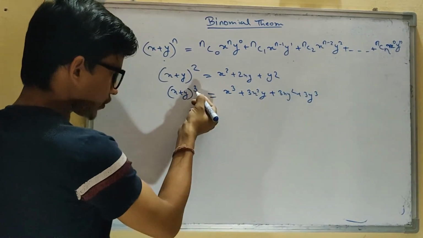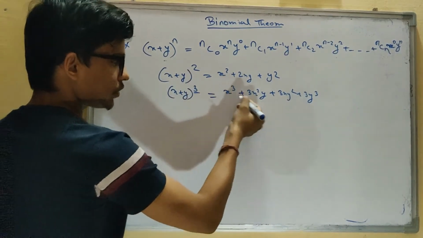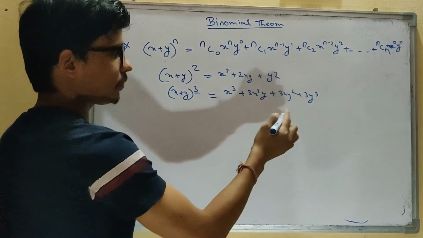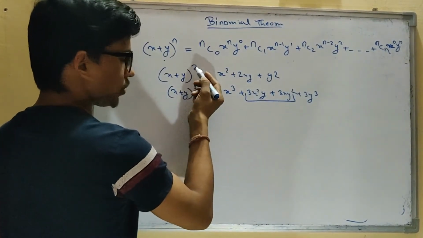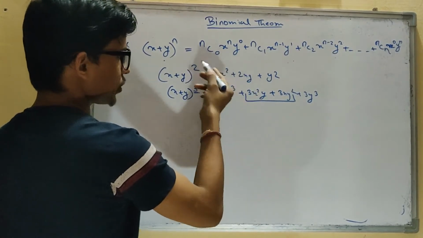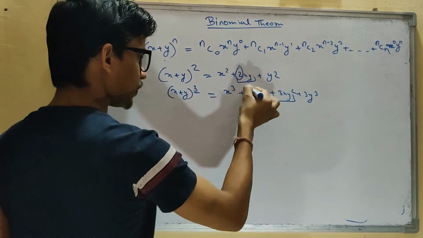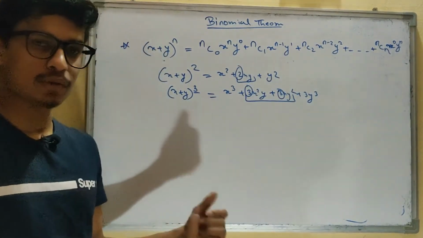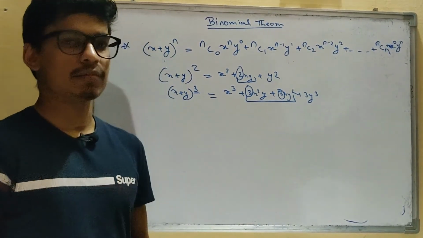With the power 3, the total number of terms is 4, which is even, so there will be two middle terms. These two are the middle terms. Similarly here, the total number of terms is 3 because the power is 2, so there is only 1 middle term. The coefficient is 2, and here the coefficient is 3. You can do it for x plus y to the power 4 also. You are always going to get the middle term having the maximum coefficient.